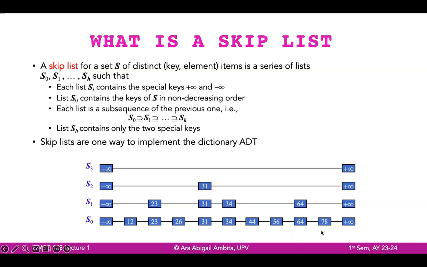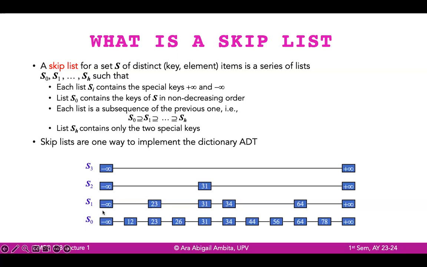In S sub 0, it contains all of the keys, but in S sub 1, we skip some elements. Essentially, we don't add a new element. Whatever is in S sub 1 would also be in S sub 0. Then S sub 2 elements would be a subset of S sub 1, but it can't be that S sub 2 has more elements compared to S sub 1.